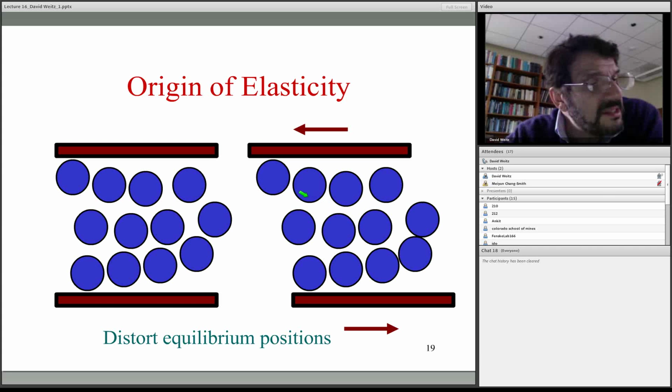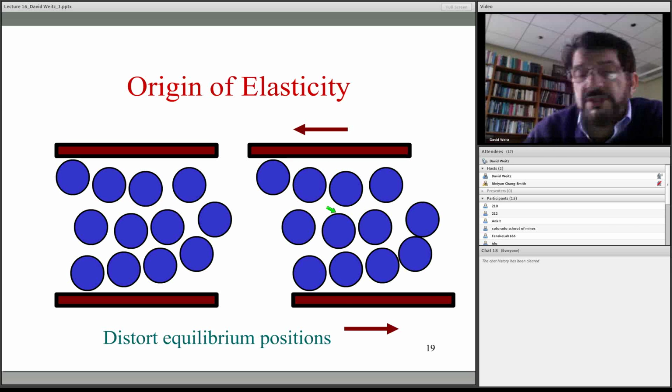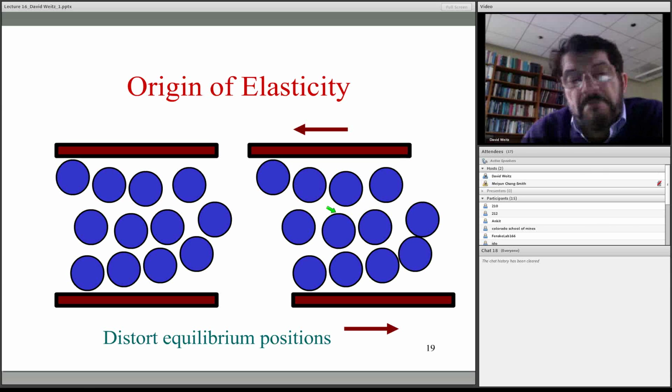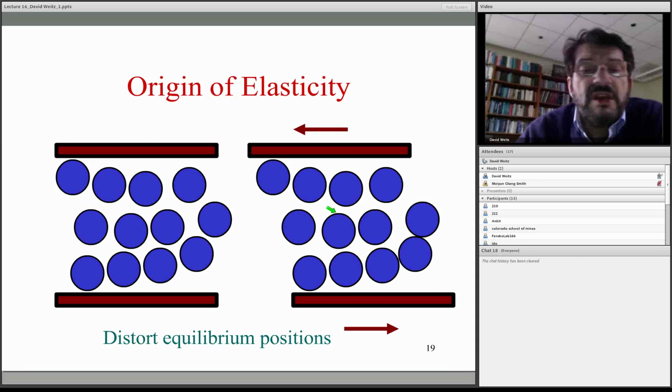And as a result, you're storing energy in the system. If you store energy in the system, that's what you do in a spring. So the response of this will be in phase. It will be an elastic response. You'll actually have a solid, and that solid is due simply to the fact that you're distorting the equilibrium configuration of the particles.